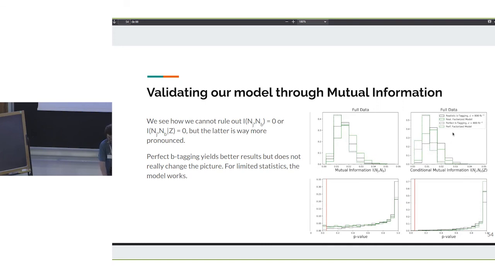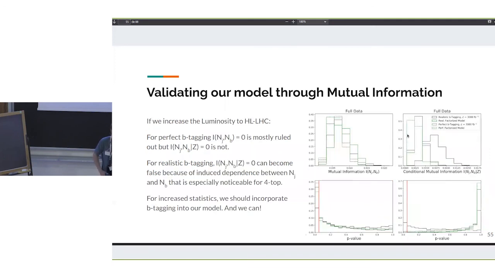However, we did it with the realistic B-tagging, also with imperfect B-tagging, and we see that perfect B-tagging gives a better picture in the sense that conditional mutual information is still far from 0, but the full mutual information is not, but it doesn't change the picture. This seems to point out that for limited statistics, the fact that we are not including B-tagging does not impact the model, and the model still works. We cannot rule out the working assumptions because of low statistics.